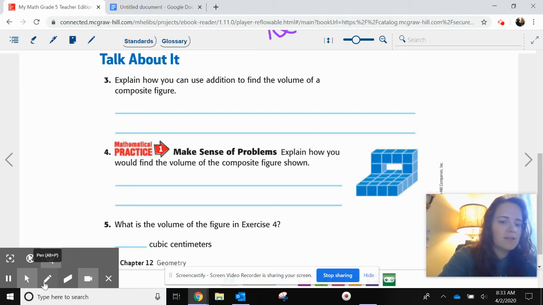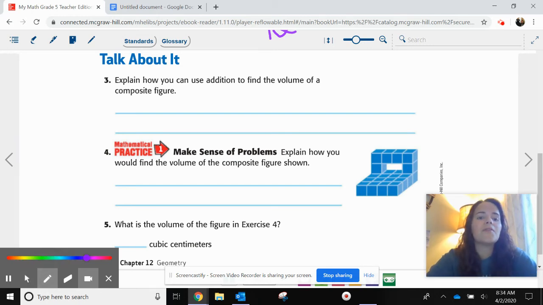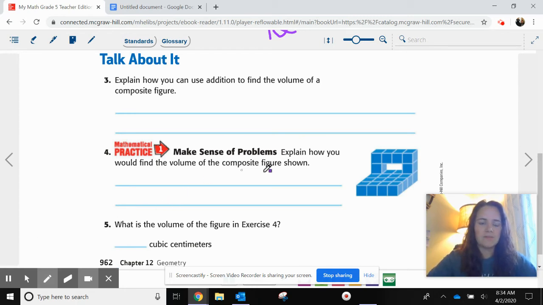All right, so number 3 says, explain how you can use addition to find the volume of a composite figure. Well, we know that volume is length times width times height. There's no addition there. But if we add the different prisms that make up a composite figure, if we add all their volumes together, we can find the total volume of that figure. That's how addition comes into play for composite figures, okay?